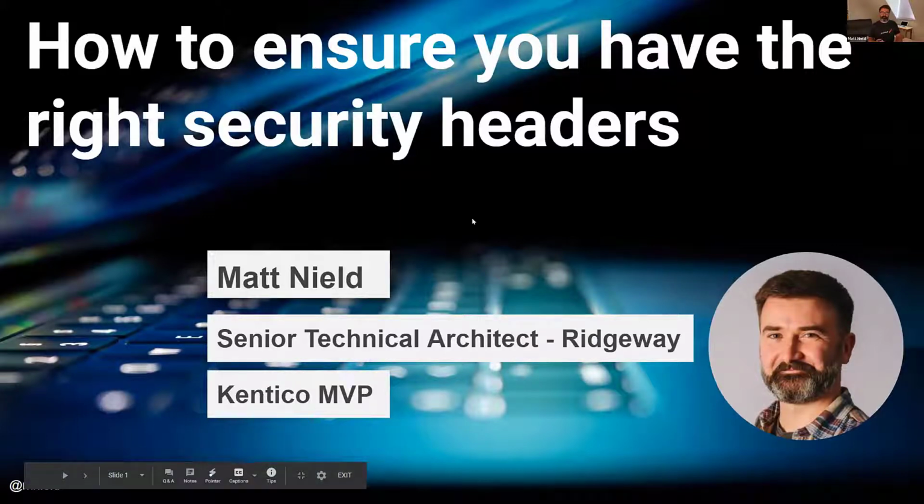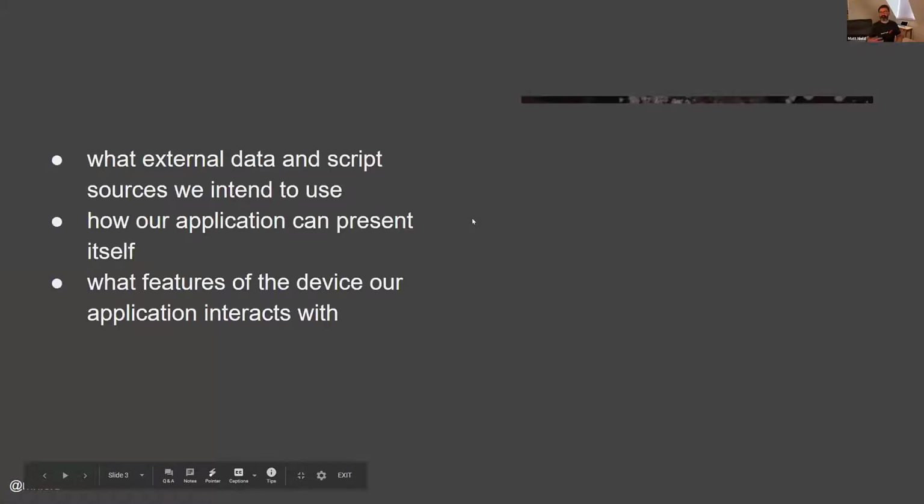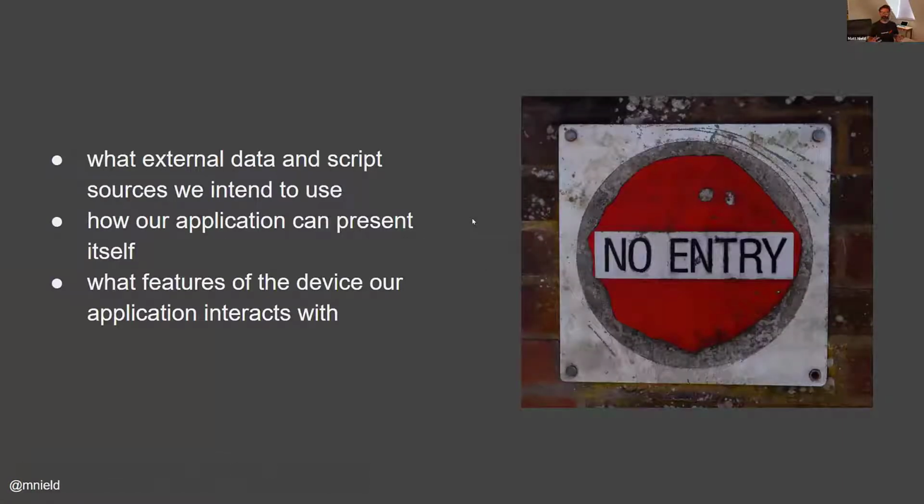So why do we need security headers? Well, security headers basically let a user agent or a browser know what your application is going to be trying to do. They're telling it what sort of external data sources and content sources to expect. We're telling the user agent how the application intends to expose itself to the world, what kind of features of the devices it's going to be using, so that the agent really knows what it is you're trying to do, and any sort of evil, naughty script that's got in there is kicked out of town fairly quickly.